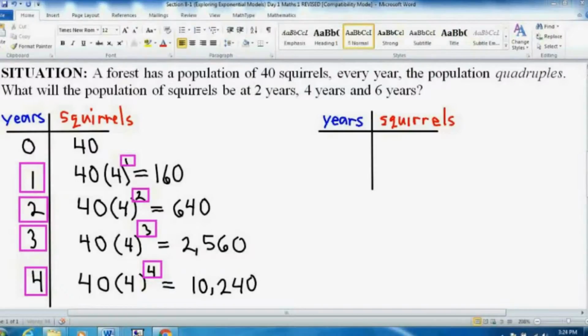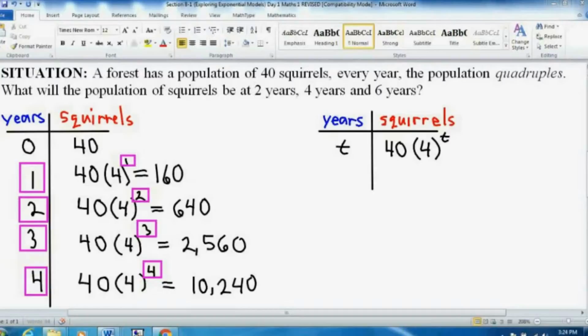Let us write this formula to determine the squirrel population in 2 years, 4 years, or in this case, 6 years. Let t represent the number of years elapsed, and let us represent the squirrel population as 40 times 4, and this will be raised to the t power, which will represent the number of years elapsed.